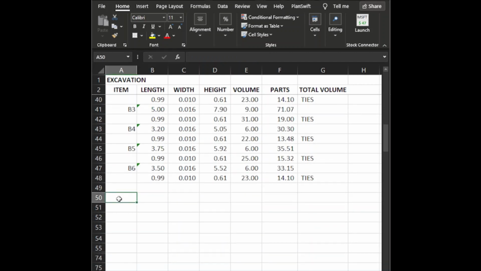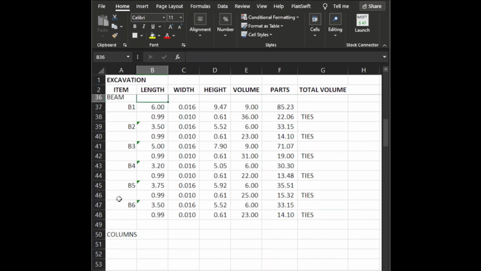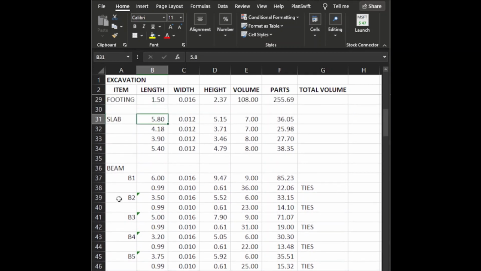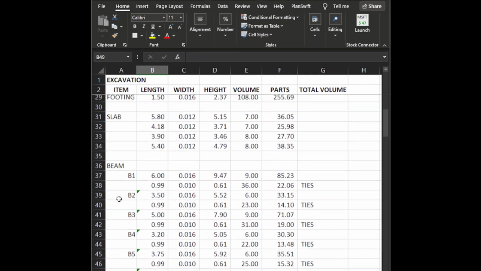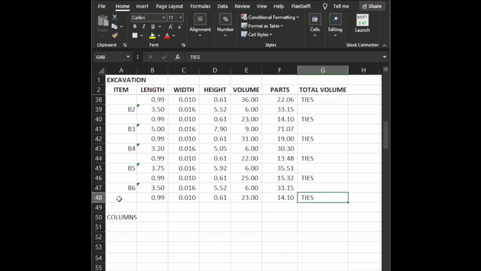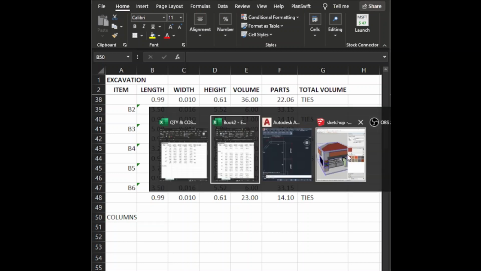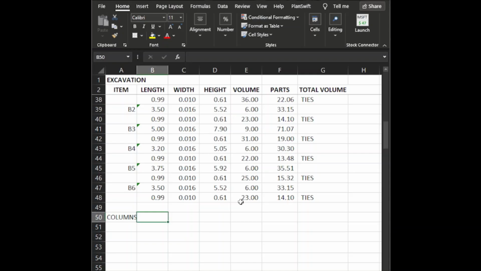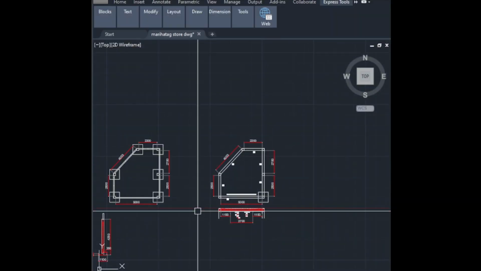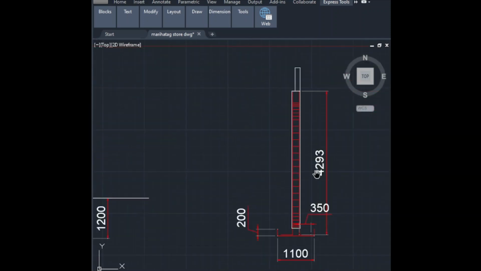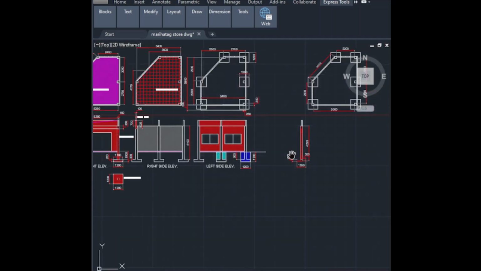Next we have the columns. Anyway, guys, if you have a plan that properly has the cutting list, it is easier for you to calculate this. Okay, for the columns, we have here the column.